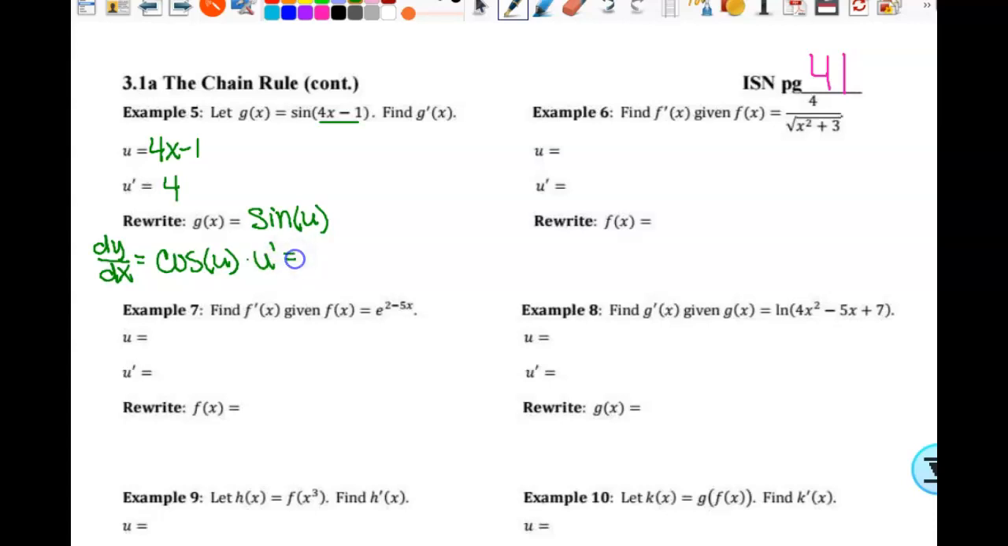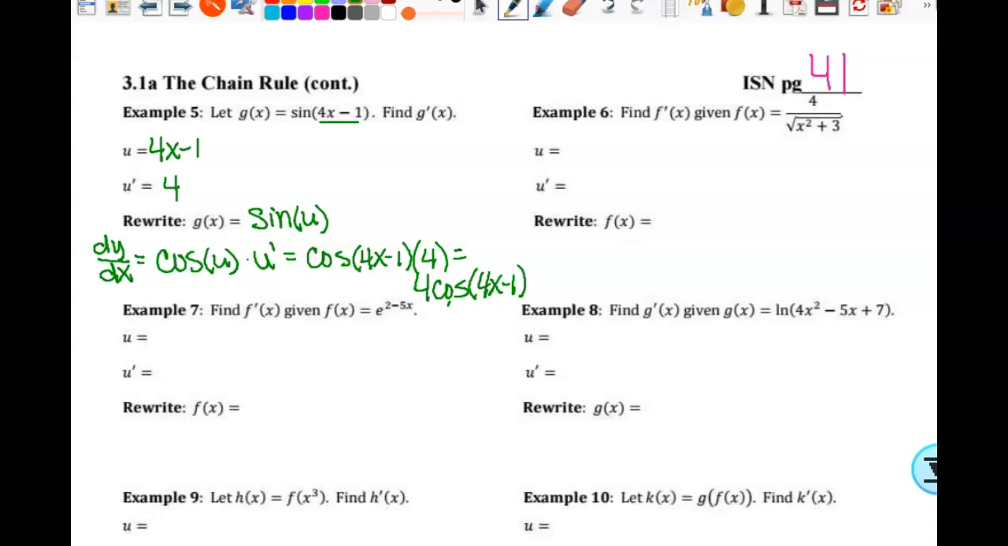Then we can substitute. The cosine of u is going to be the cosine of 4x minus 1 times u prime, which is 4. You can leave it like that, but you would most likely see it as 4 times the cosine of 4x minus 1. We all good with that? Any questions about where it came from?